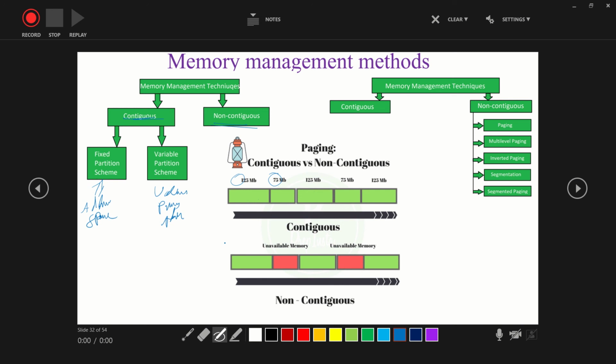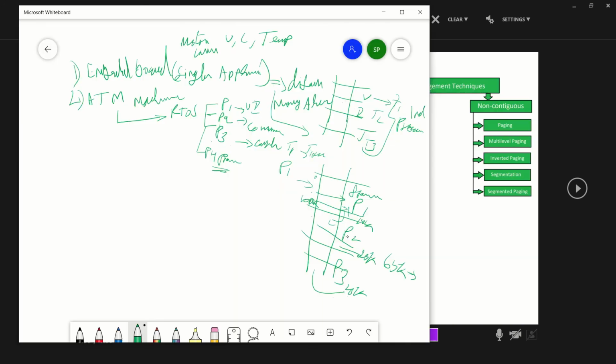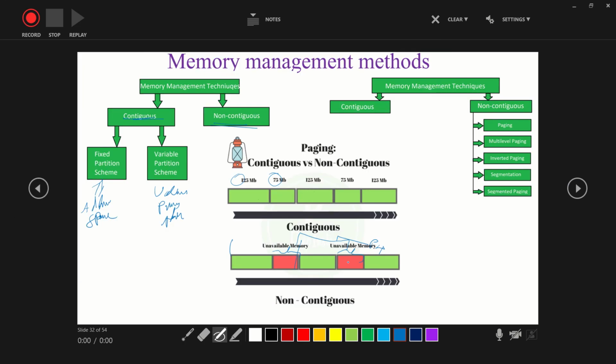At the same time, if there is unusable space available here, this unusable space can be allocated to process 4, the process 4 we are seeing here. So this is contiguous memory allocation, and this is non-contiguous memory allocation. First, keep it in your mind.